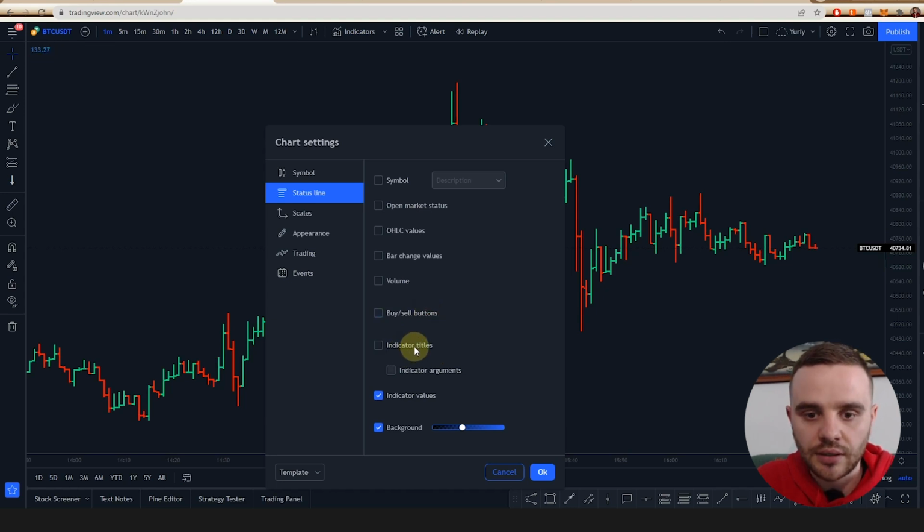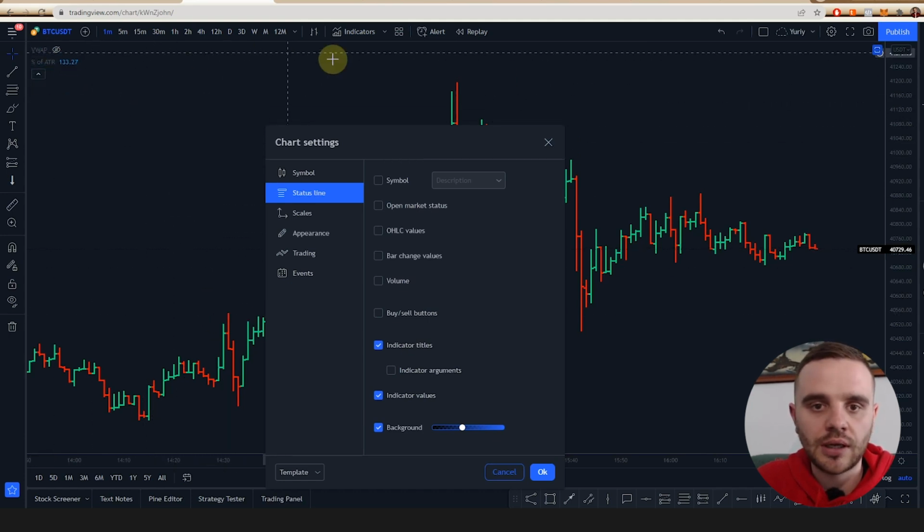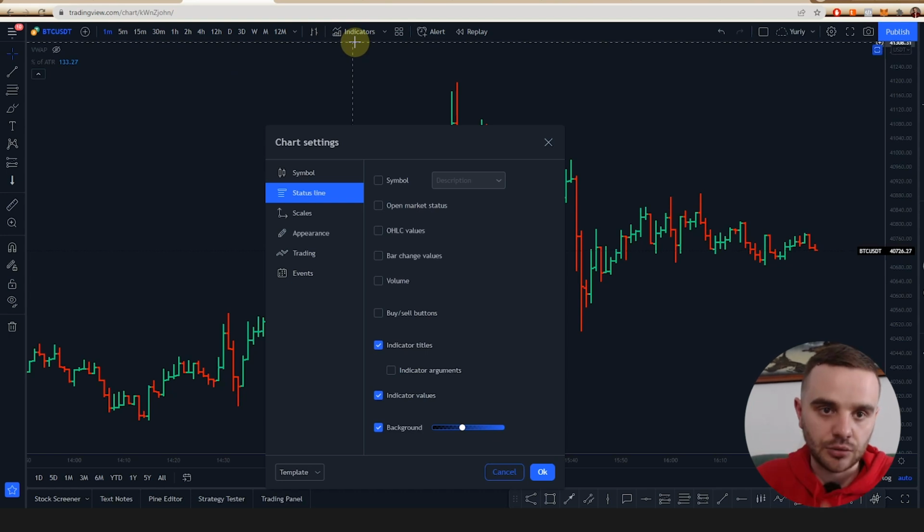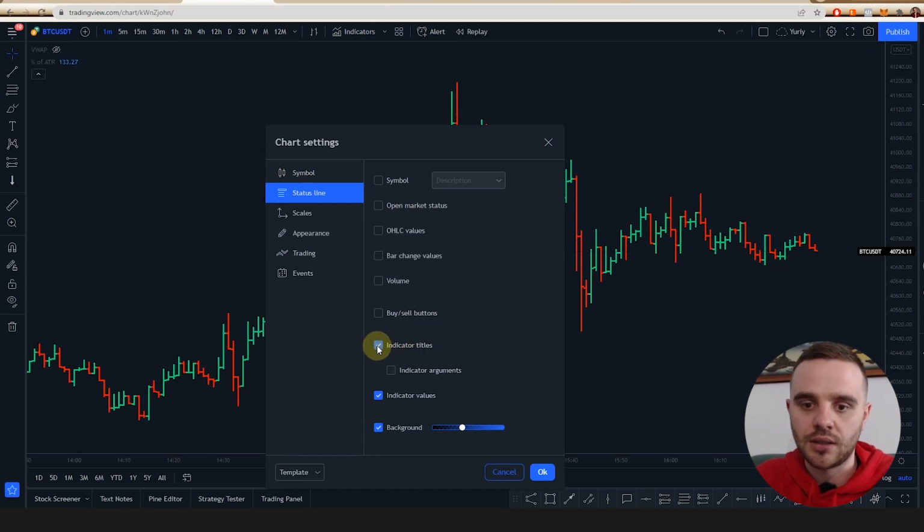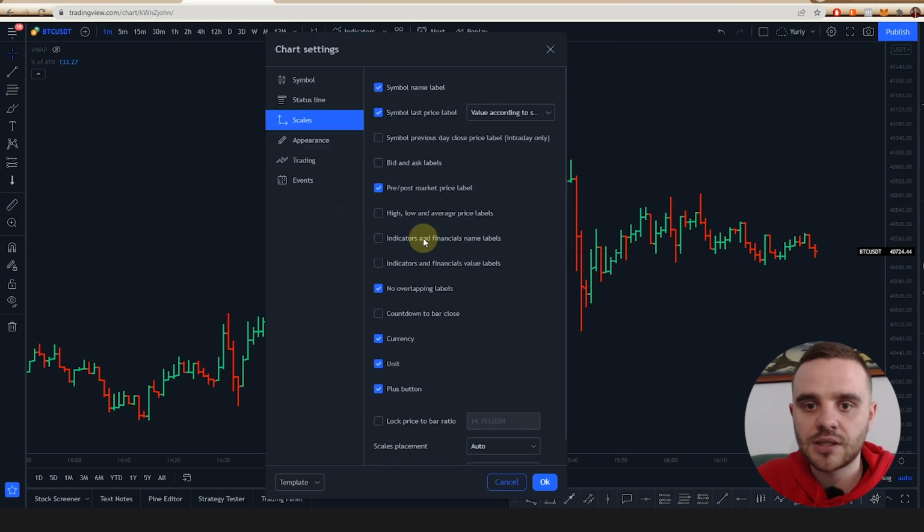Indicator titles, have a look. Here it is VWAP and ATR. Also, you can add more about indicators, I'll show you, but the name of the indicator you can see here. If you want to see your indicator name, you must add it. Indicator arguments. You also can add more information about your arguments. Indicator values and background. Okay, the next one is the scale.